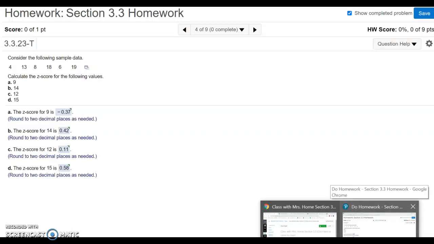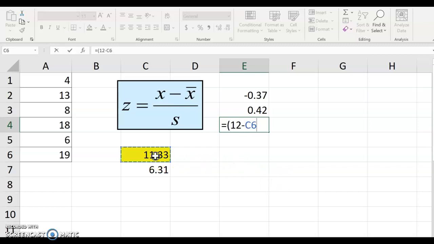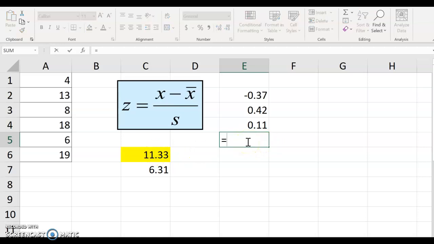Now let's look at the next one. So we have 12 and then we're going to do 15. So 12 is above the mean, so it should be positive, and it is. And then 15 should be positive, and it's even further away than 12, so it should be larger than the z-score we just got. And it is positive, and it is larger than the z-score above it.